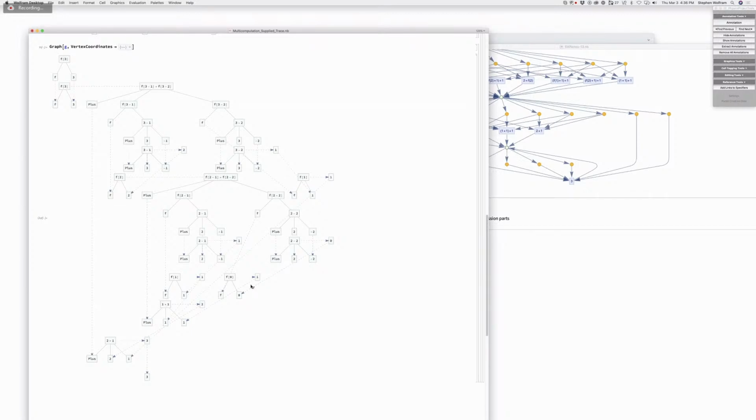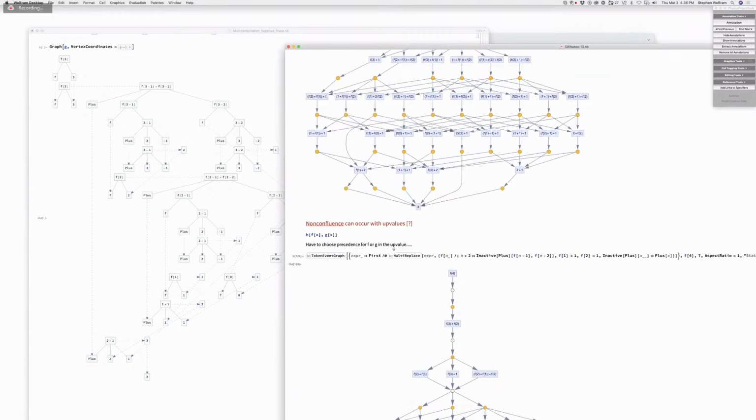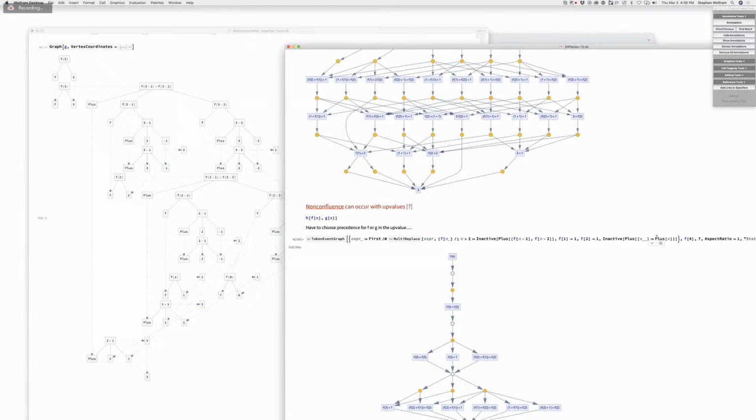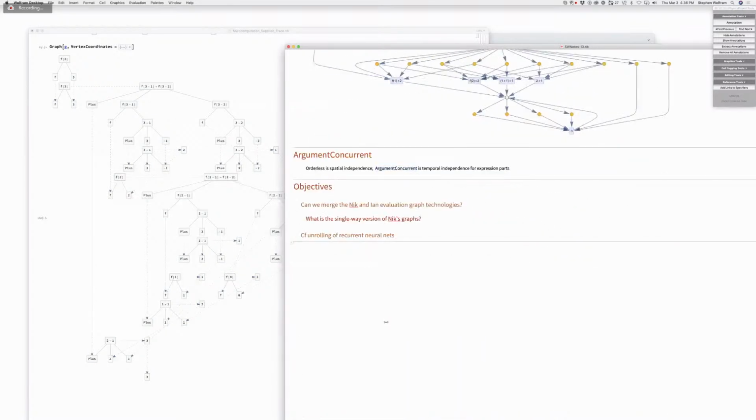So just like Nick has in his current token event graph with multi-replace, you give the rules and then ask questions, and you could get the token event graph, or some multi-way graph. Or you can have the meta evaluation operator. One meta evaluator is replace repeated. Given a set of transformations, what are the meta evaluators you could use? One of them would be just replace repeated of expr comma rules. That is our traditional fixed point. Does that make sense to people?